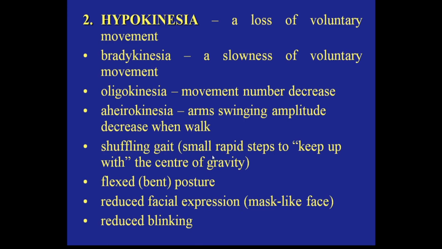Shuffling gait, small rapid steps to keep up with the center of gravity. Flexed bent posture, reduced facial expression like mask-like face, reduced blinking. This is typical appearance, posture, habitus of Parkinsonian patient. Mask-like face. Extremities are located close to the trunk. Same patient standing. Mask-like face.